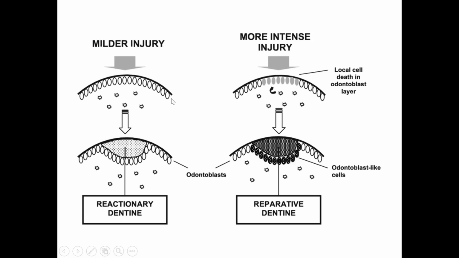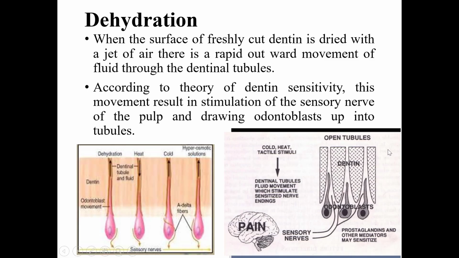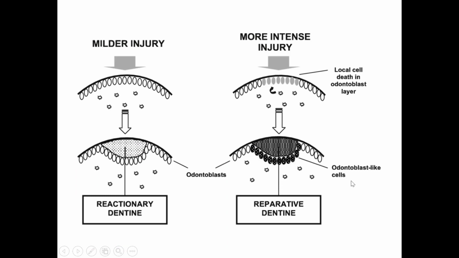في حالة المايلد انجري odontoblast will have time to secrete reactionary dentin compared to the more intense injury اللي هي قوية وسريعة، فراح يصير عندنا death أو local death in the odontoblast layer في منطقة معينة، فراح يصير عندنا differentiation of odontoblast-like cells اللي تكون لنا reparative dentin. فعندنا two types of dentin، عندنا reparative dentin و reactionary dentin واللي اثنيناتهم called tertiary dentin.